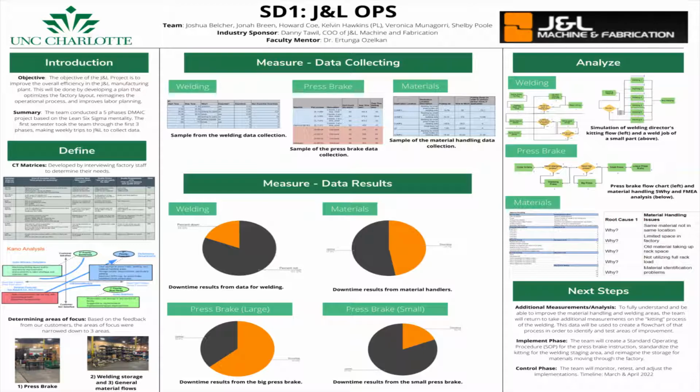Next, we moved on to the measure phase to begin collecting preliminary data. Once we finished with our define phase, we moved into the measure phase. In this phase, our team visited J&L twice a week where we collected data on welding, press brake, and material handling. A sample of the data collected from each of the 3 areas of focus are shown in the upper middle section of our poster.